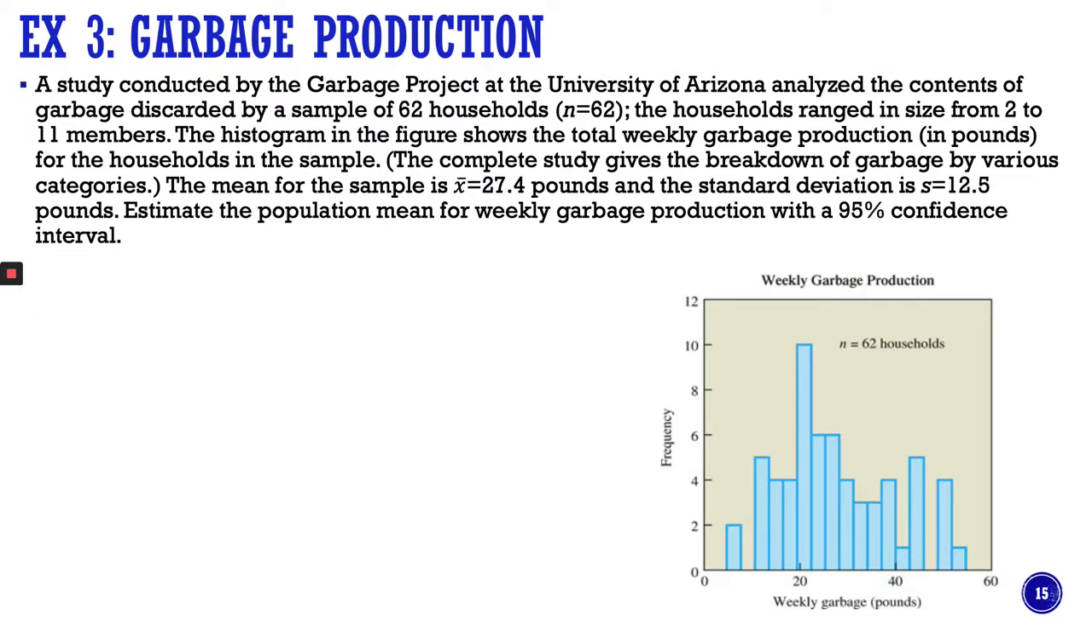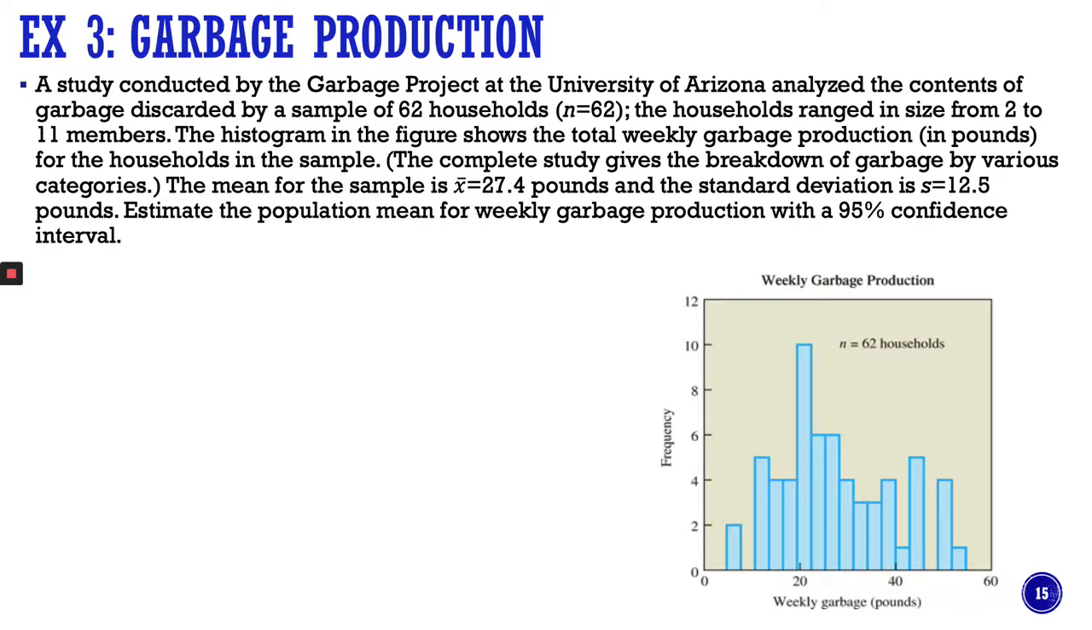A study conducted by the Garbage Project at the University of Arizona analyzed the contents of garbage discarded by a sample of 62 households. The households ranged in size from 2 to 11 members. The histogram in the figure shows the total weekly garbage production in pounds for the households in the sample. The complete study gives the breakdown of garbage by various categories. The mean for the sample is x̄ = 27.4 pounds, and the standard deviation is s = 12.5 pounds. Estimate the population mean for weekly garbage production with a 95% confidence interval.